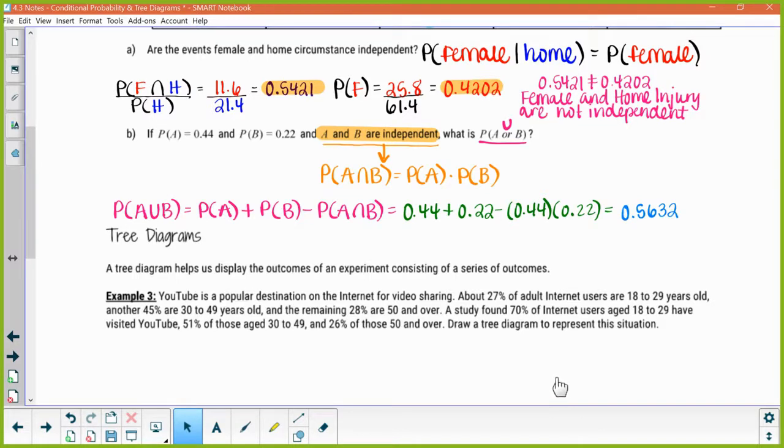I will say a lot of the times we do see things like this on the AP exam where they ask you to interpret and rearrange things based on given information. This could be a very, very common problem that pops up in the multiple choice section. So my final answer would be 0.5632.